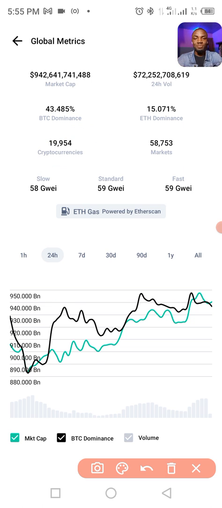All right, so the next thing we have is the market. Now, what does this market mean? This market just describes the total number of cryptocurrency pairs we have around.